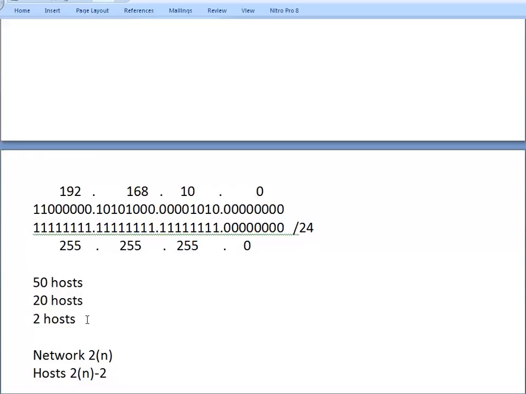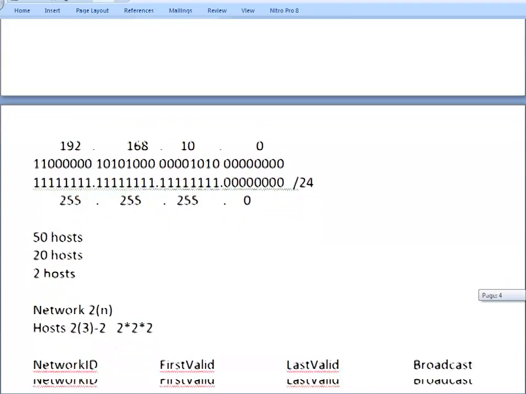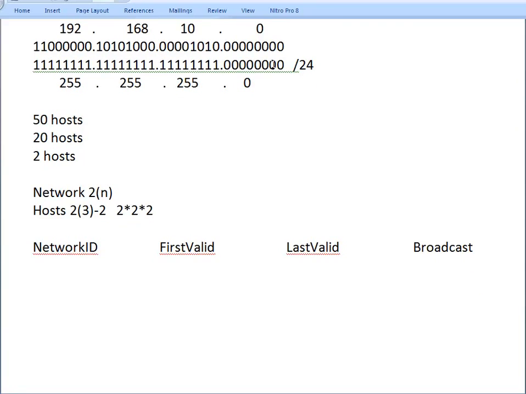Okay, so now we have to think how many zeros we have to reserve to have enough hosts. So we need 50 hosts first. How many zeros do you think we need to reserve? When you're reserving, we have to think from right to left. So let's take 3 zeros, for example. If we try 3, the formula will be 2 times 2 times 2. So 2 times 2 is 4, times 2 is 8. So that's not enough. Way not enough. Okay, let's try again. So 3 zeros is not enough. Let's give it 5 zeros.